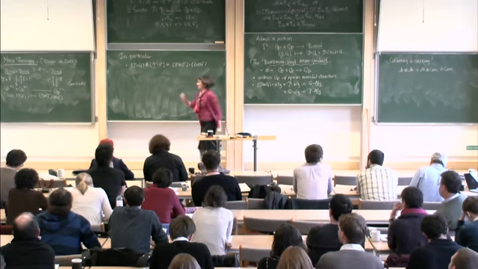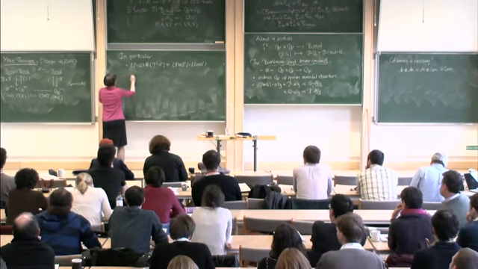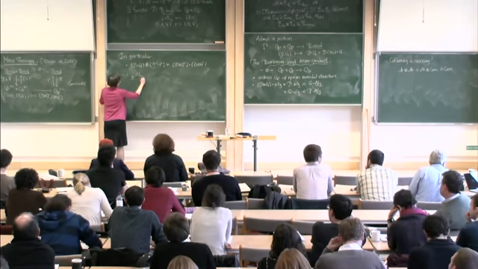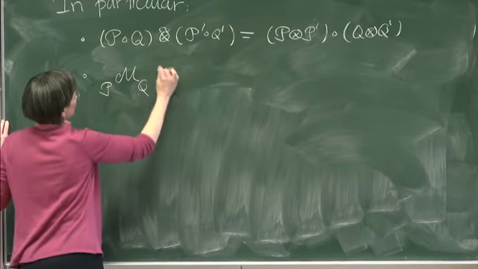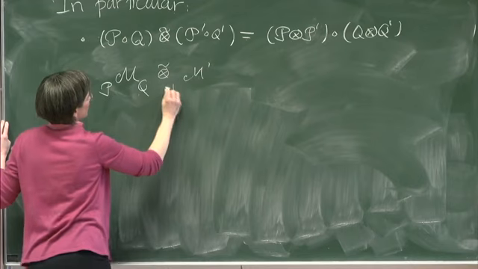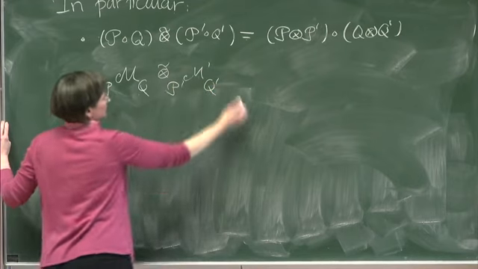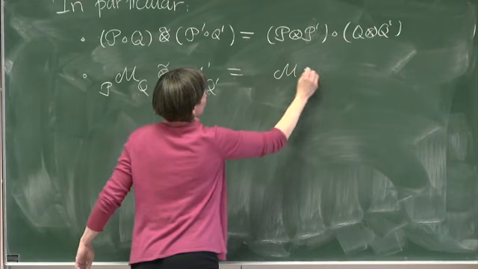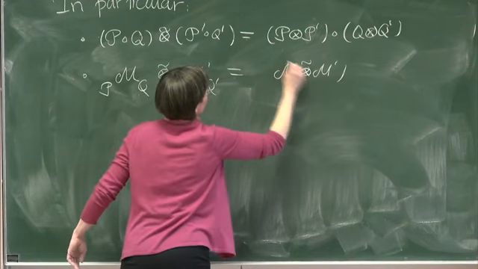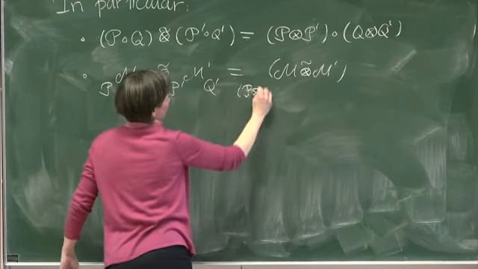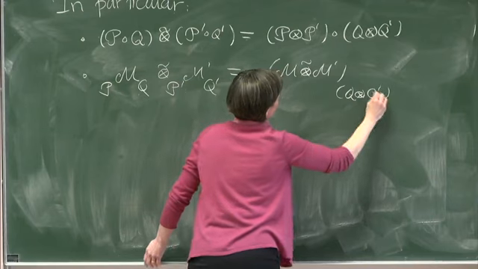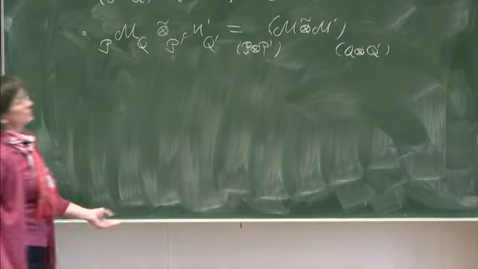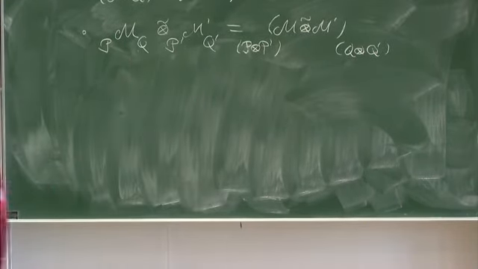So that's one thing. And the other thing is that, the other way it's commuting says that if I have M, which is a PQ bimodule, and M prime, which is a P prime Q prime bimodule, then this guy is a P tensor P prime, Q tensor Q prime bimodule. So things sort of fit together the way you would like them to.